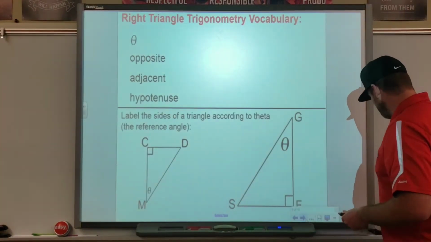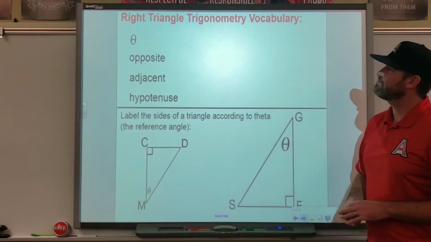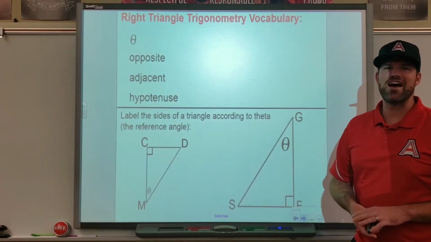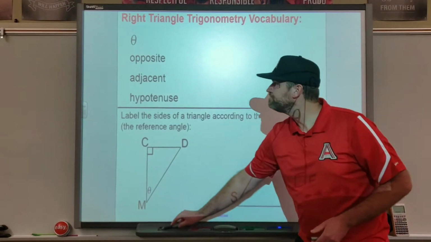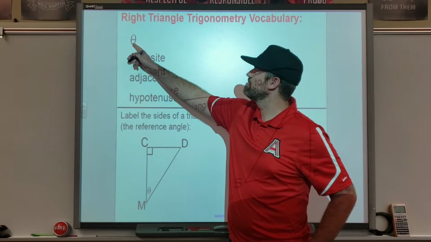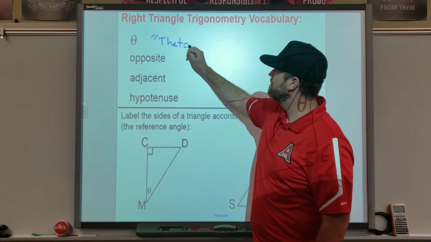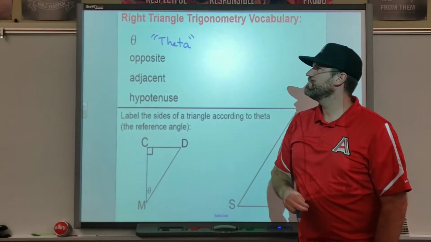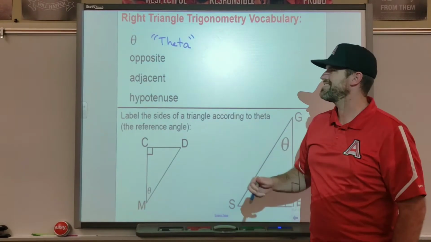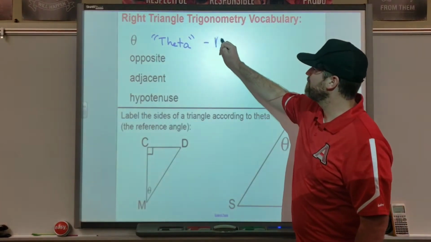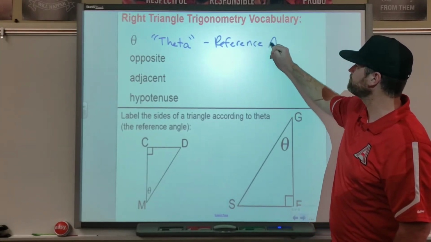But now we're going to get into the meat of what we're going to talk about for the next 2 weeks, which is right triangle trigonometry. But before we start on it, we do need to go over some vocabulary. So first we have this little symbol here, and the name of this symbol is theta. For now, we just need to know that theta means that's the angle that we are using as our reference angle. So it's called our reference angle, or the angle we are going to start from.